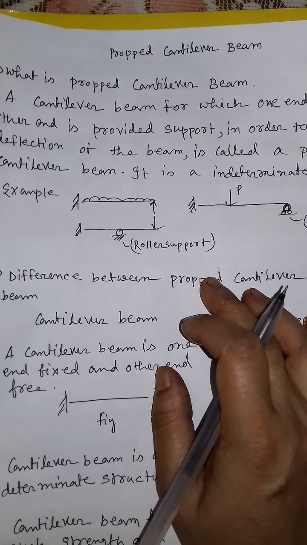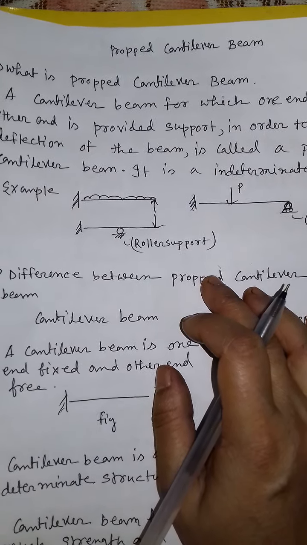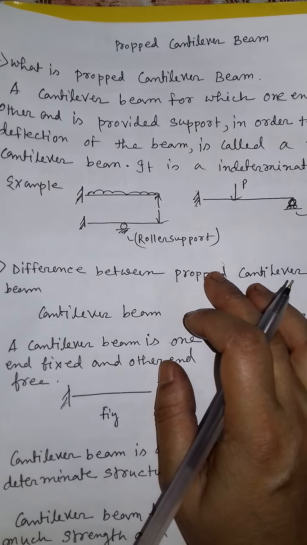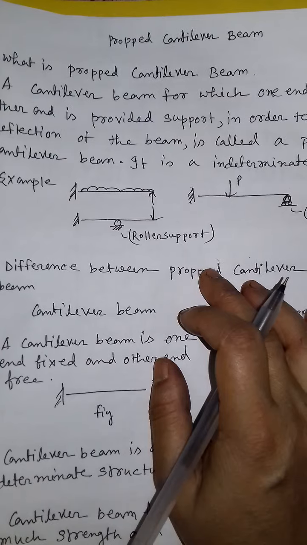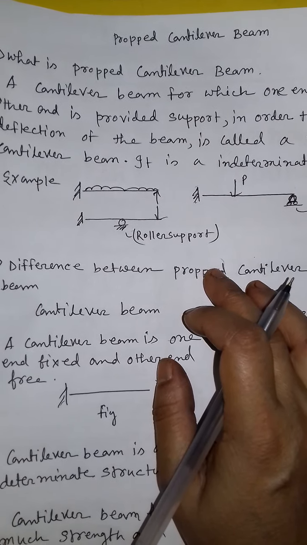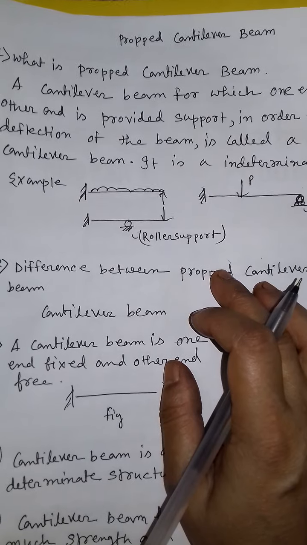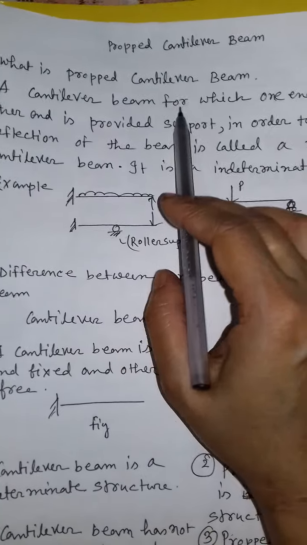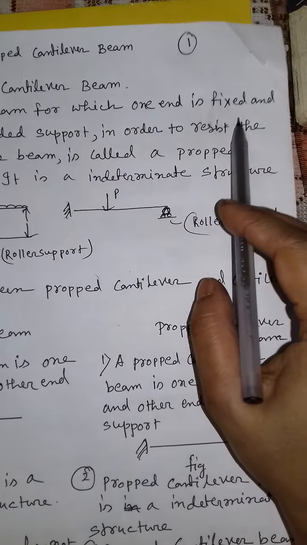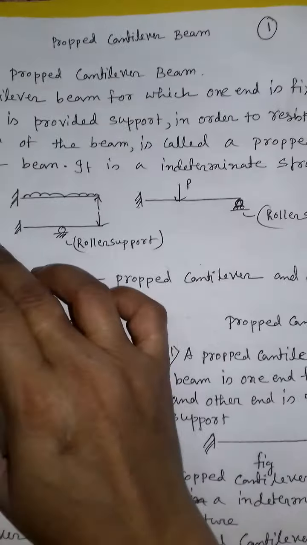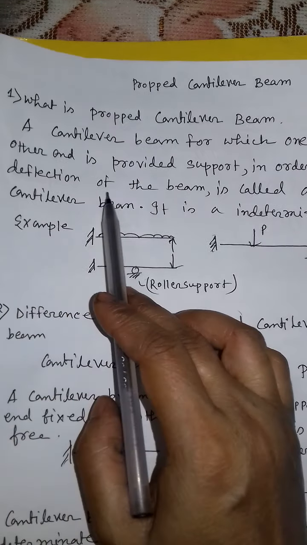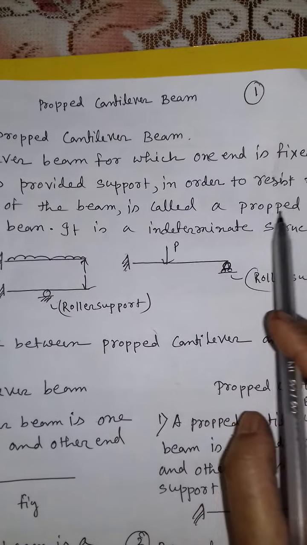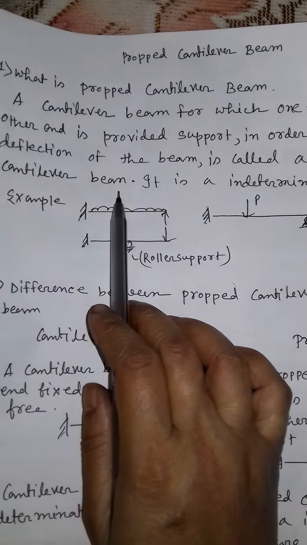Today our discussion is about the propped cantilever beam. We all know about the cantilever beam. So a propped cantilever beam is this type of beam. If we provide a support at the free end of a cantilever beam, then it is called a propped cantilever beam. So we can say a cantilever beam for which one end is fixed and the other end is provided a support in order to resist the deflection of the beam is called a propped cantilever beam.